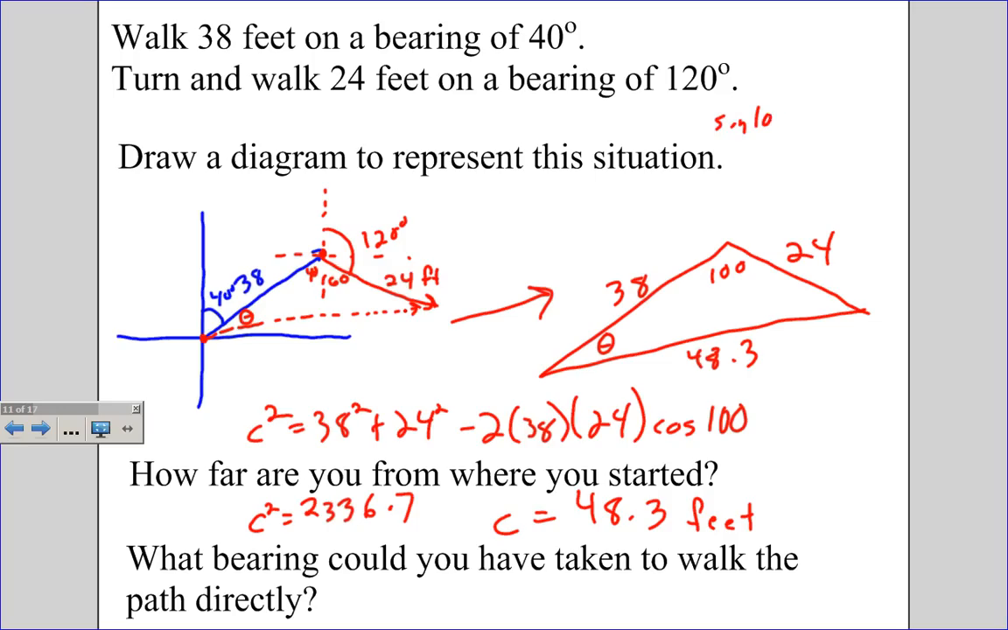So I'd say the sine of 100 over its opposite side, which is 48.3, is equal to the sine of theta over its opposite side, which is 24. So 24 is sine of 100. Divide that by 48.3, and sine of theta is going to equal 0.4893. So if I take the inverse sine of that, my angle will be 29.3 degrees. So that's going to be that angle there.